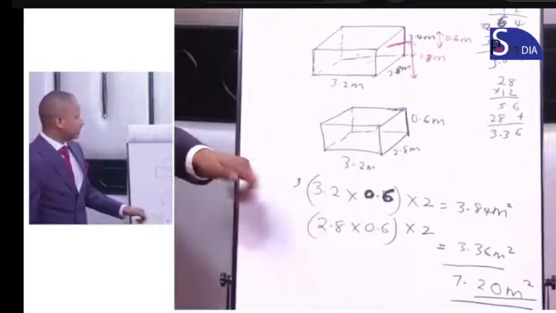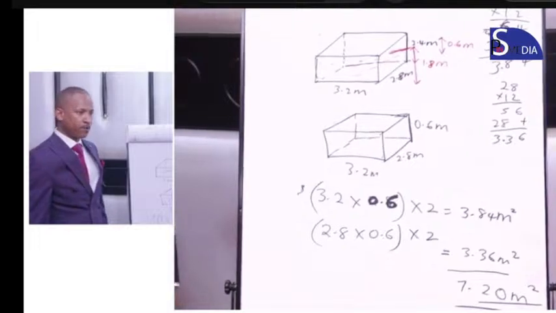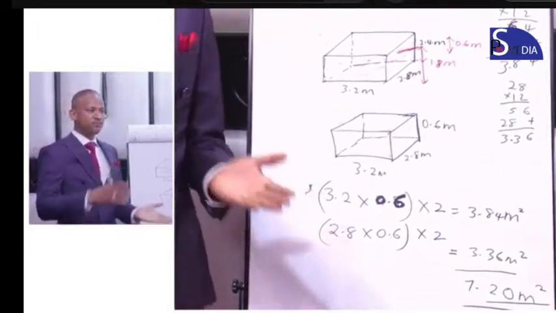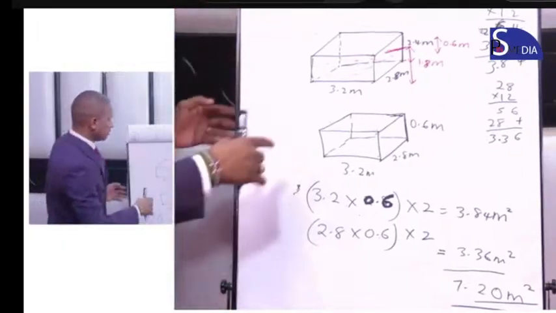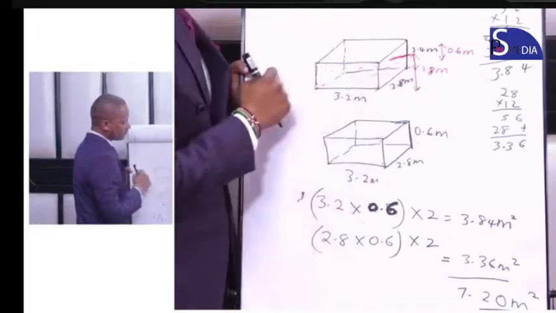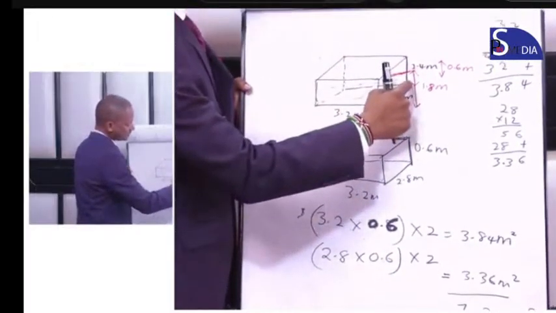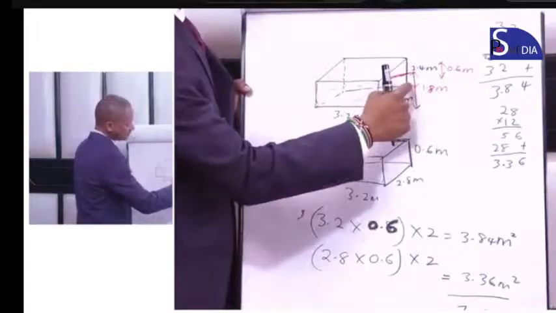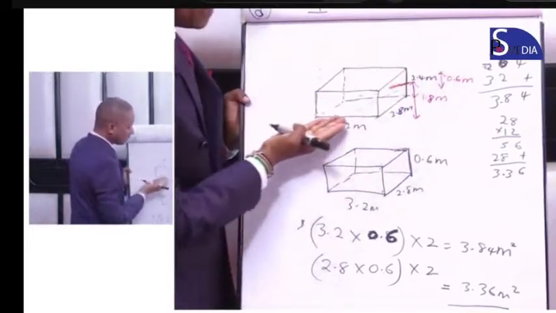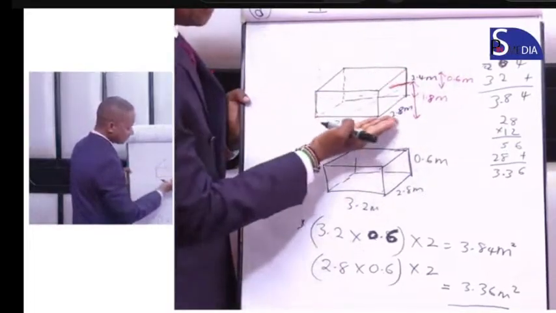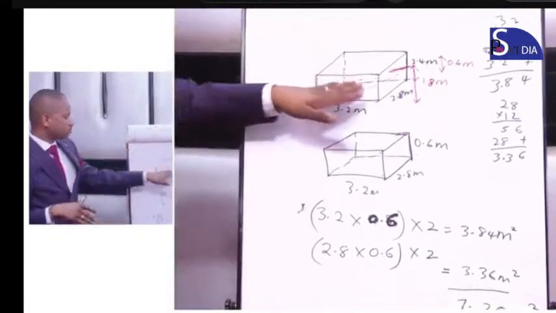The question can also tell you if this tank was full, which is the area that is in contact with water, full and closed. So therefore, you could have done 3.2 times 2.4 times 2 plus 2.8 times 2.4 times 2, because it is this side and the other side. Then the base, 3.2 times 2.8, if it is closed. So this question can be set.